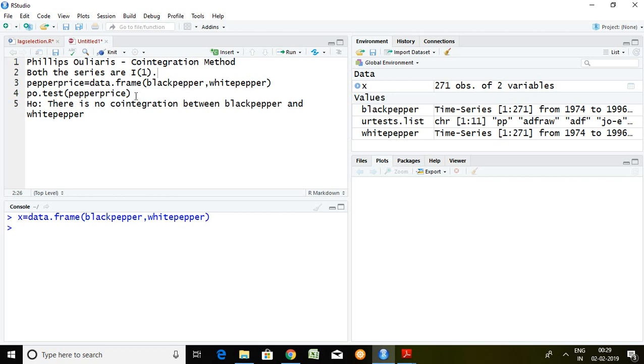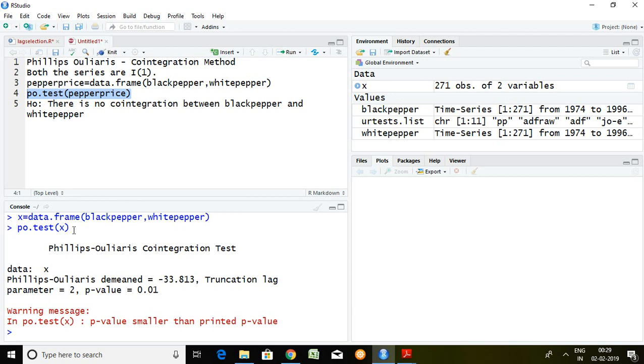Then we can apply the cointegration test with the help of this command, po.test(X). Why X? Because I have stored black paper and white paper in X. Then simply press enter. This is the outcome as per Phillips Ouliaris cointegration test.